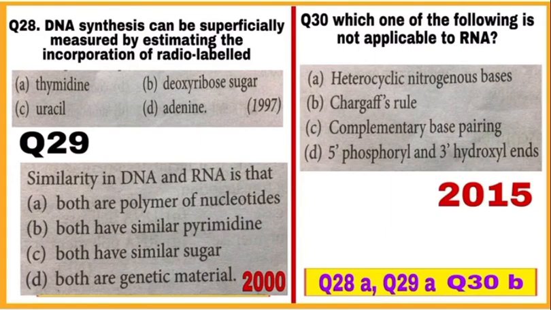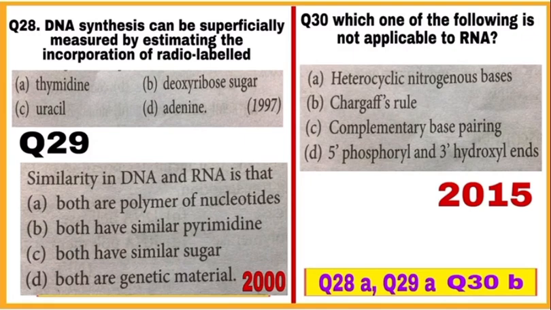Question 28. DNA synthesis can be superficially measured by estimating the incorporation of radio-labeled. To measure DNA synthesis, radio-labeled thymidine is used because thymidine is not there in RNA and RNA will not be labeled by this. So, correct option is A. Mark A.